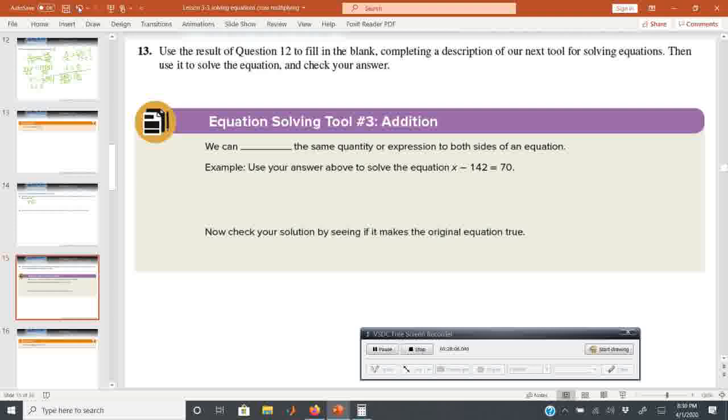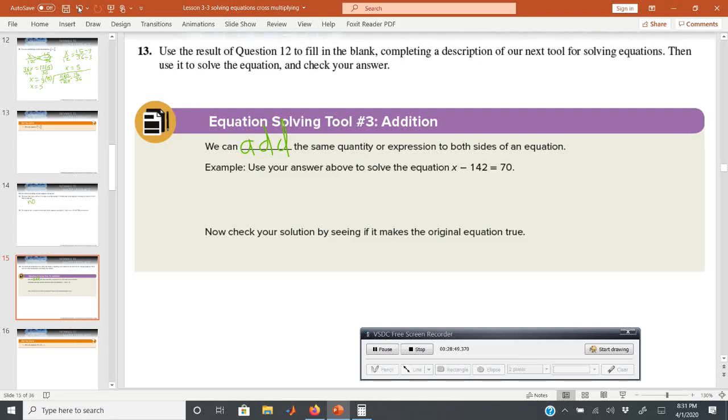So restart the computer once you've done question 13. Use the result of question 12 to fill in the blank, completing a description of our next tool for solving equations. Then use it to solve the equation and check your answer. So we've noticed we can multiply both sides of an equation by the same thing. We can divide both sides of an equation by the same thing. And now we're understanding that we can add, and they say the same quantity or expression, to both sides of an equation.